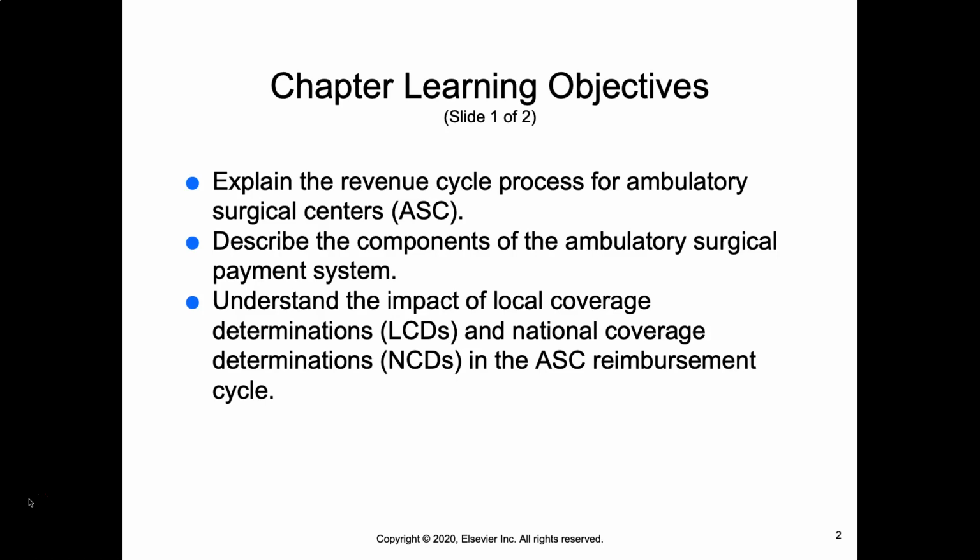If you look at your syllabus, you'll see that we're on unit objectives 9.4.1 through 9.4.10 and 9.5.1 through 9.5.3. But if you look at our book, the objectives we're going to focus on this week include explaining the revenue cycle process for ASCs, describing the components of the ambulatory surgical payment system, understanding the impact of LCDs and NCDs, that's local coverage determinations and national coverage determinations, and how they fit in with the ASC reimbursement cycle. We have a discussion on NCDs and LCDs, but we'll also talk through them as we move through the slides.